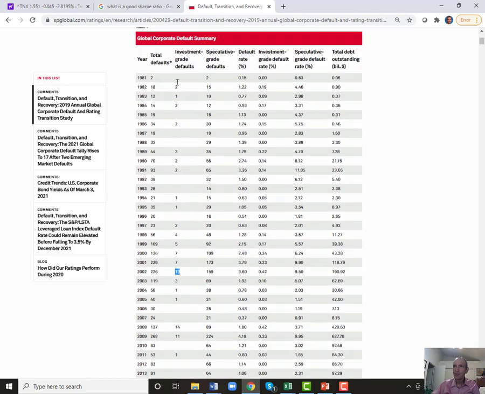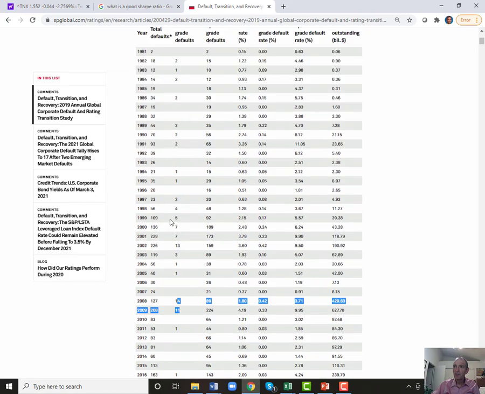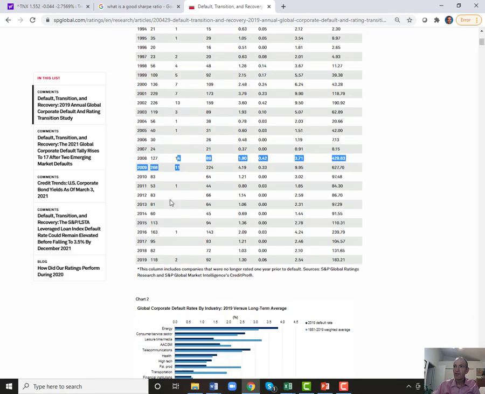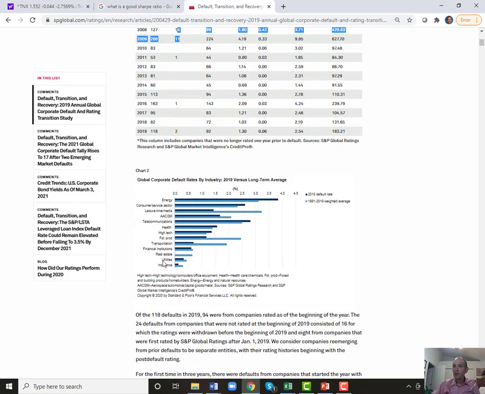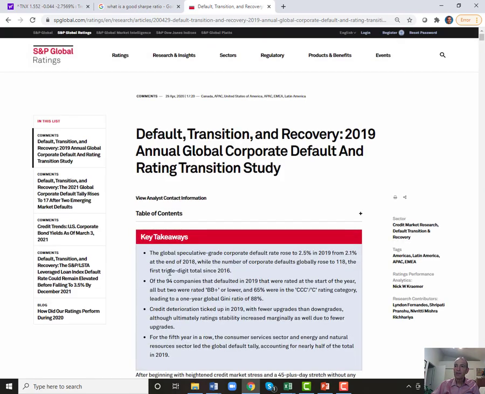But you see, there's a lot of years where there are no investment grade defaults. So 2002, that was the huge one. 2008, 2009, those were huge ones. But you don't see a lot. In fact, I think over half the years, it looks like over half the years, you have no defaults. So I encourage you, go out there and look this stuff up, see what's out there, what's provided.